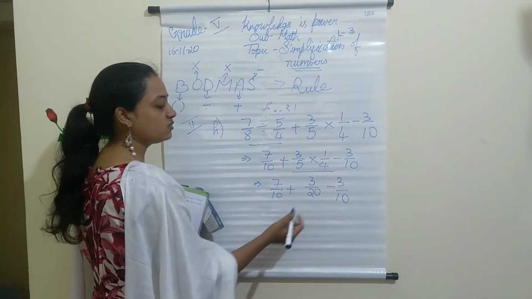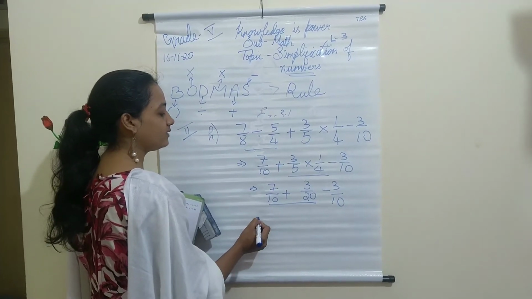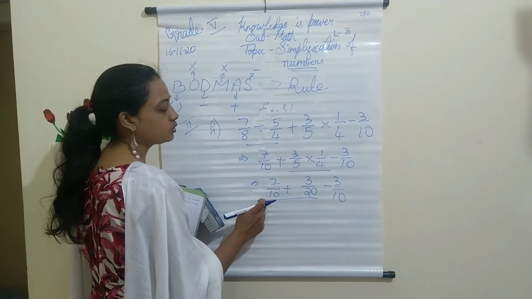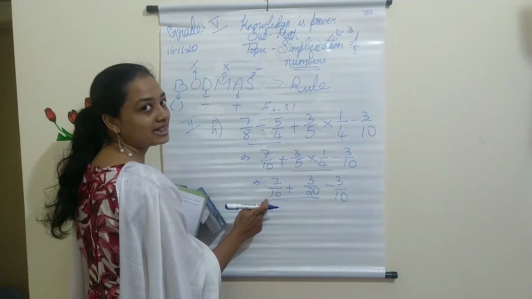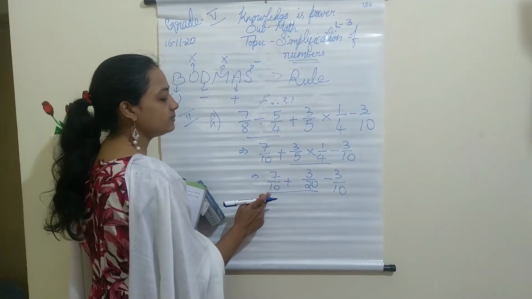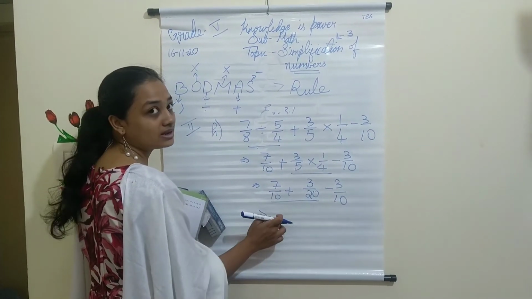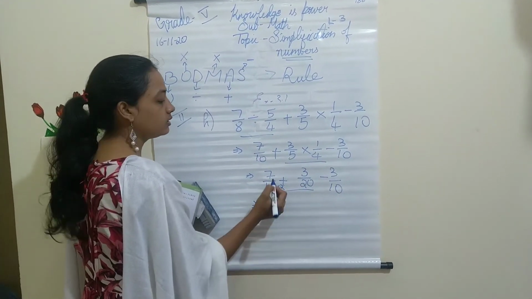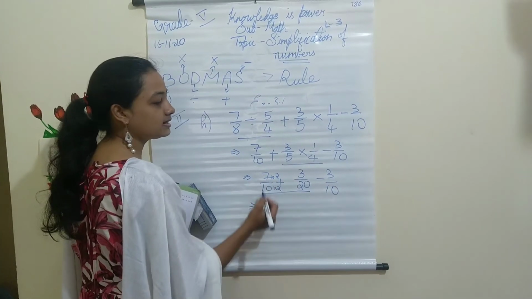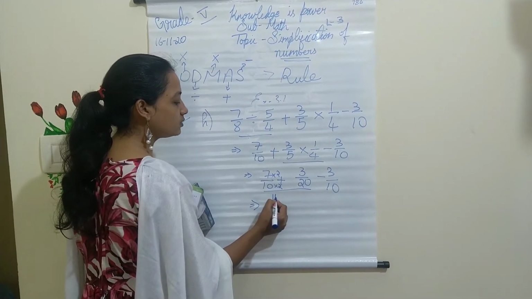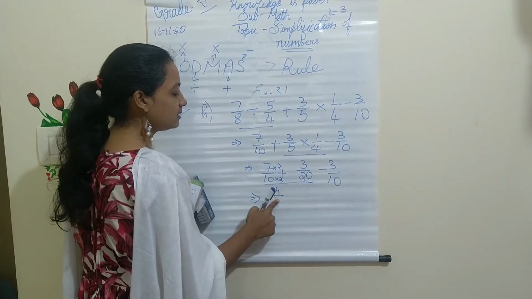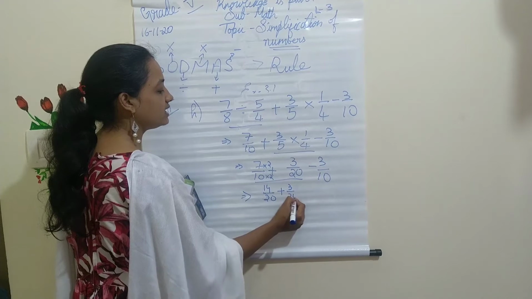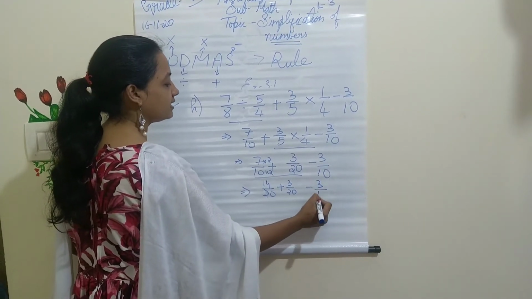So the next operation for solving is addition. And for addition, you should have the denominators the same. So if they are not the same, I should take the LCM. In the LCM, I can simply say it is 20 because if I multiply 10 with 2, I get 20. So let me do that here in this step. So I get 14 by 20 plus 3 by 20. And the other number I am writing down.